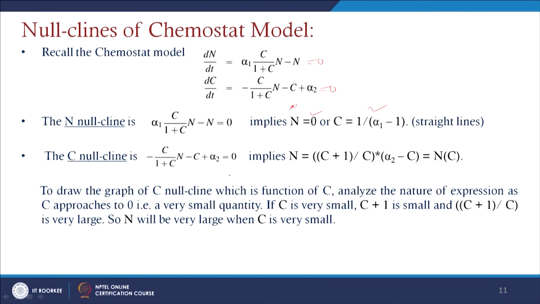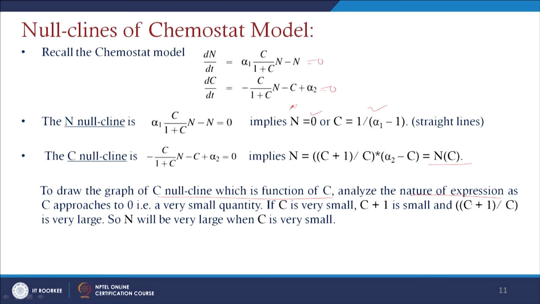So, that is why if you just find the n value from this equation, it can be written in the form of c plus 1 by c into alpha 2 minus c. That is nothing but n as a function of c here. And we plot the graph of the c null line, which is a function of c, to analyze the nature of the expression as c approaches 0 here.